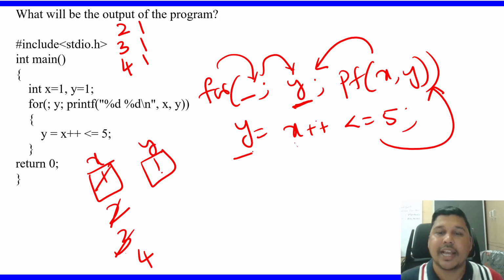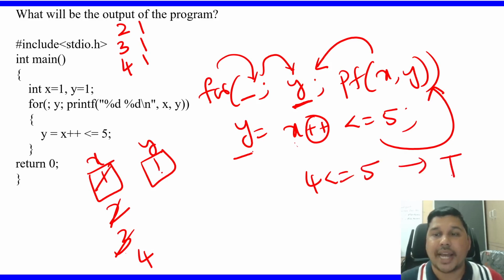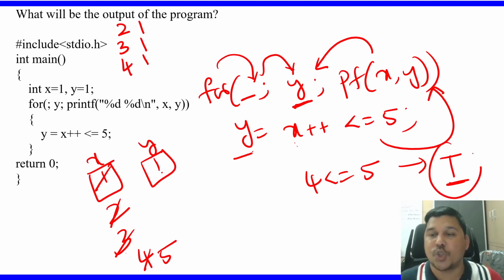Enter the body. X plus plus, I will do it later. 4 less than or equal to 5. The result is true. Don't assign this true to this y yet. Wait. Complete this pending operation on the right hand side. Plus plus, because of this x becomes 5. Okay. Now this is completed. The result of this condition was true, that you have to assign to y. So y value remains 1 only because condition is true.